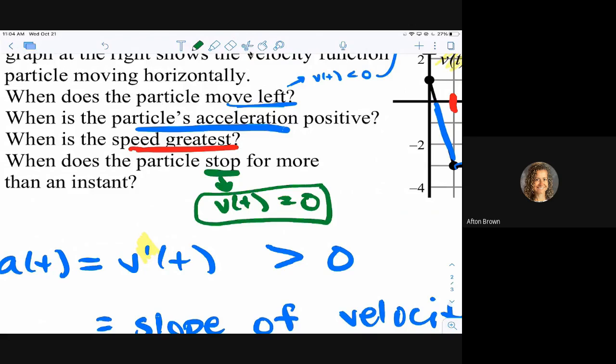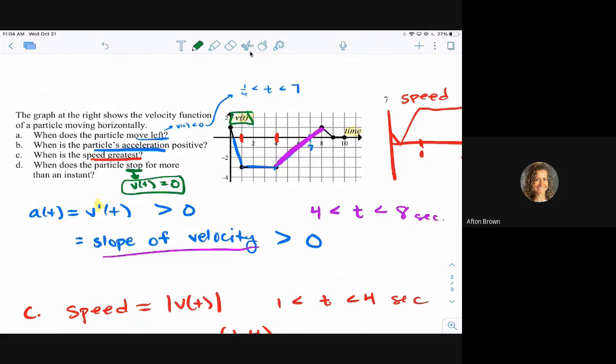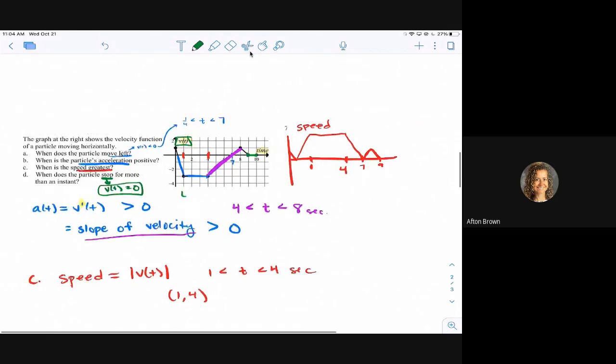Well, if we're looking for where velocity is equal to 0, and this is a graph of velocity, it says, when is it stopped for more than an instant? Well, it's stopped for more than an instant, looks like from 9 to 10, because velocity is 0 in that interval. Velocity has a y value at 0. So I would say t is between 9 and 10, or you could use interval notation.